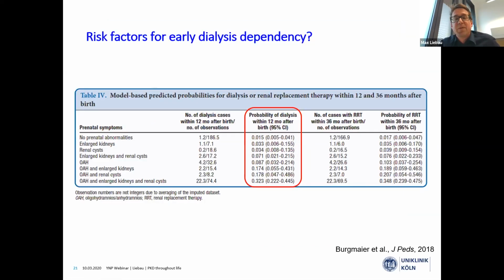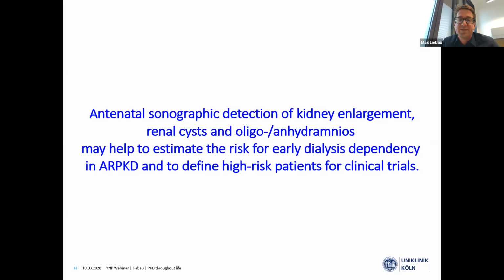In the end, we could establish a model that helped us to identify high-risk patients. And these are the ones that had oligo or anhydramnios detected by ultrasound, enlarged kidneys, and renal cysts antenatally. And you could see that in the model, the probability of dialysis in the first year of life was about 10-fold higher than if you just had enlarged kidneys or just had renal cysts. So this may, for pediatric nephrologists, not be very surprising, but it's the first scientific evidence to define a high-risk group with easily detectable antenatal ultrasound markers. And it may also help to define a high-risk group for clinical trials.